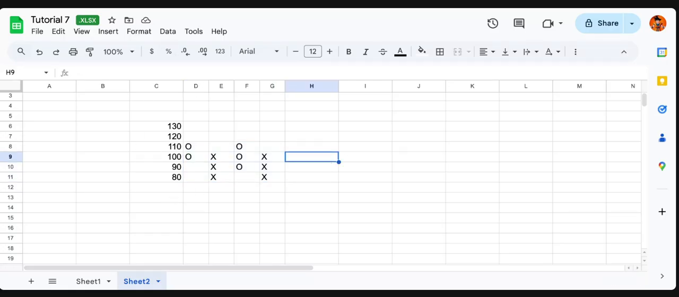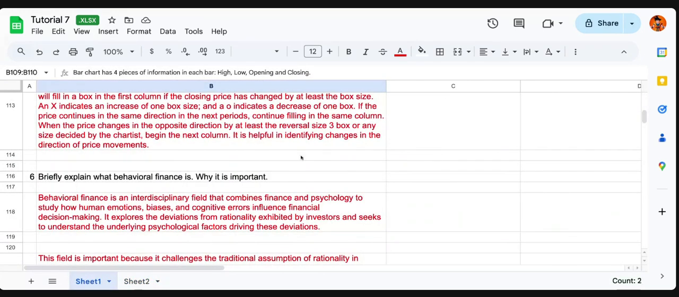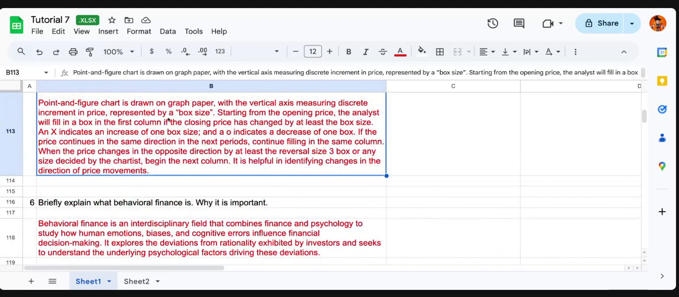So this is called a point and figure chart, which is basically nobody using. If you look at the answer here, a point and figure chart is drawn on graph paper with a vertical axis measuring discrete increments in price. That means in my example, every 10, represented by the box size.